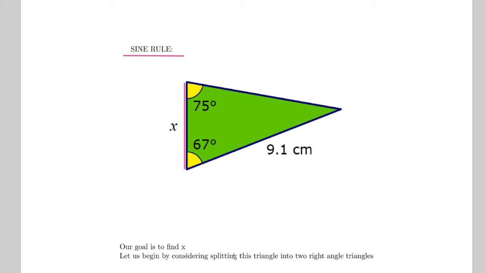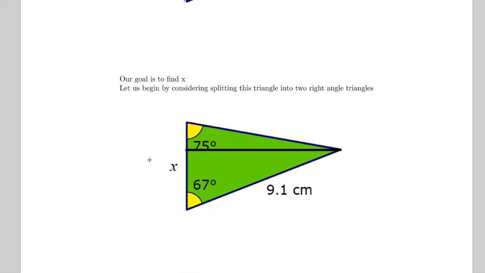Let's begin by considering splitting the triangle into two right-angle triangles. Why? Because if we're going to utilize tools from trigonometry, we know that the sine, cosine, tangent, particularly the sine and cos, they are representations of the angle theta and two sides for a right angle triangle.